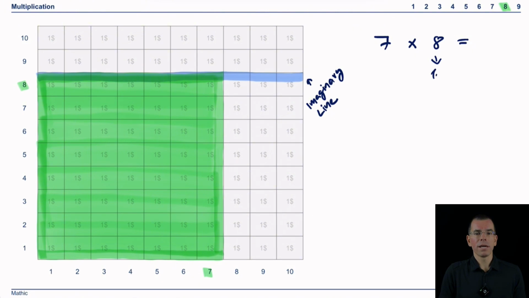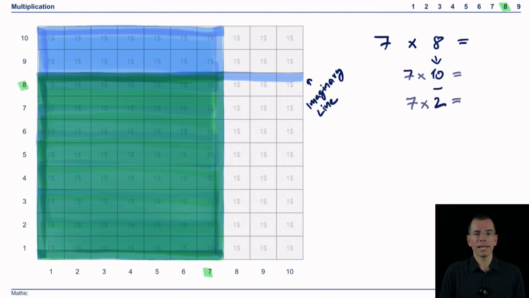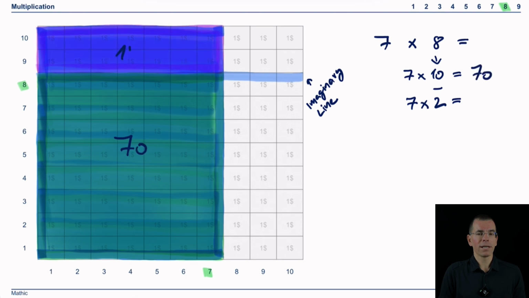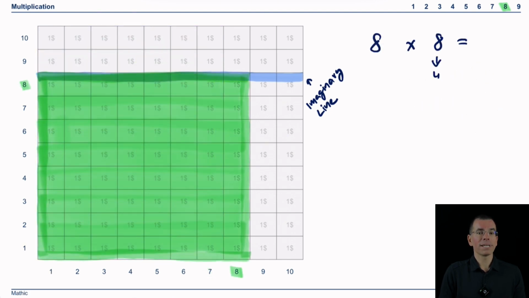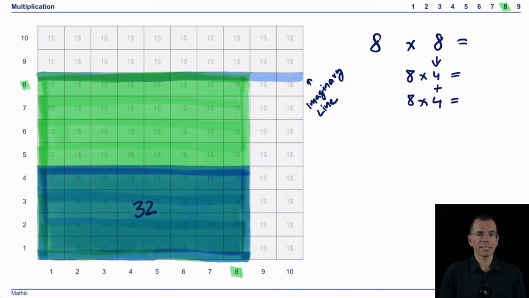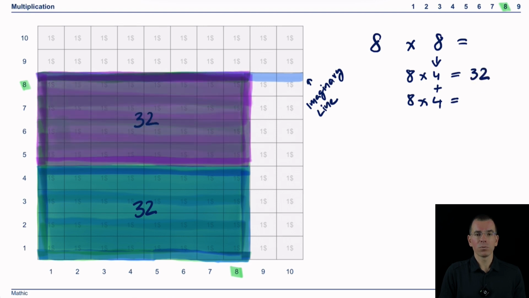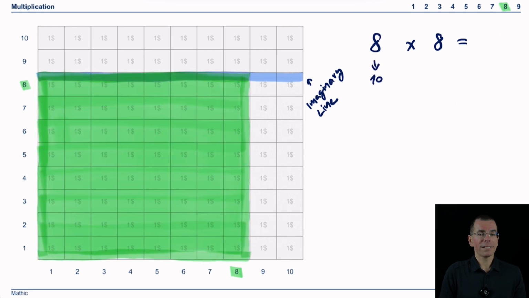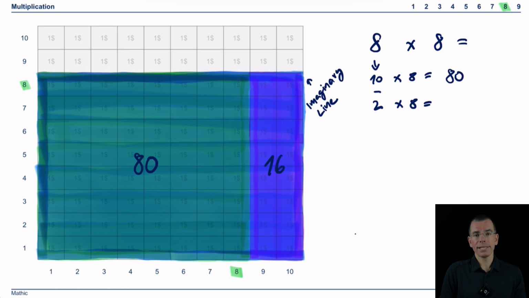7 times 8. Here, let's use property of number 8 being 10 less 2. So 7 times 10 less 7 times 2 is 70 less 14. That is 56. 8 times 8. As 8 is 4 plus 4, we can multiply 8 times 4 plus 8 times 4. That is 32 plus 32 equals 64. Or, as 8 is 10 less 2, another simple solution could be multiplication of 10 times 8 less 2 times 8. That is 80 less 16 equals 64.